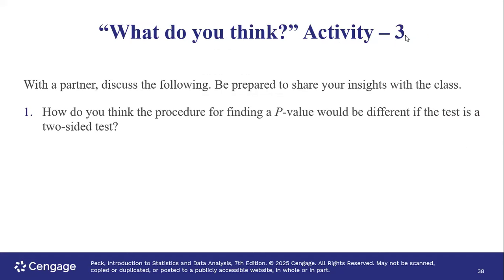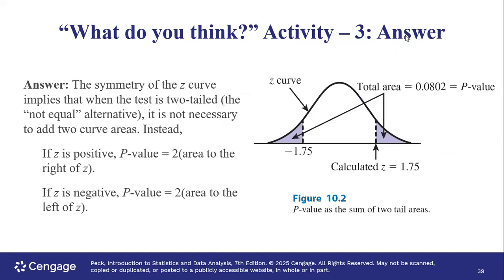With a partner, discuss the following. Be prepared to share your insights with the class. How do you think the procedure for finding the p-value would be different if the test is a two-sided test? When is a test two-sided? That is what we have to decide first. So here, the null hypothesis should be equal to, and the alternate hypothesis should be not equal to.